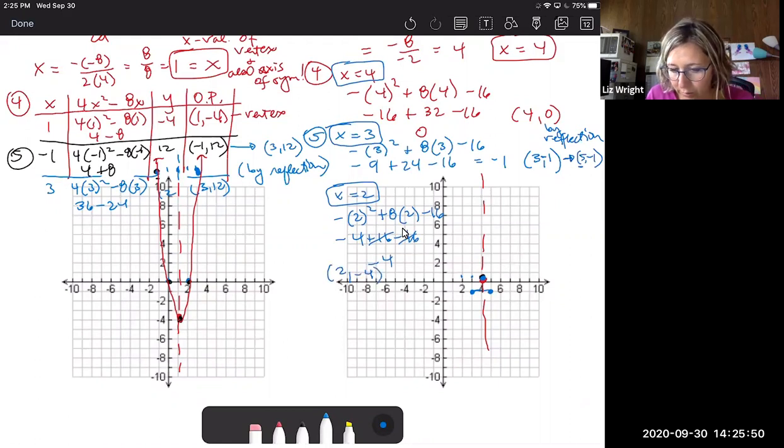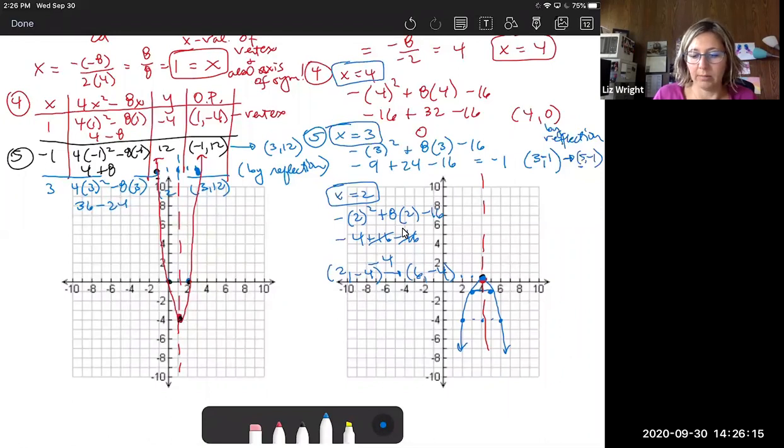So 2, negative 4, and then you're going to reflect that over. So it's 2 spaces away, reflect it over, 2 spaces away. So it's going to be 6. Here's my little reflection arrow. 6, negative 4. Now draw your curve. And we're done with that one.